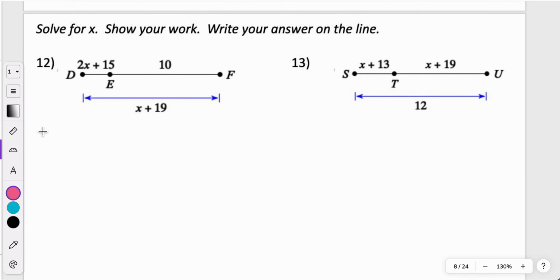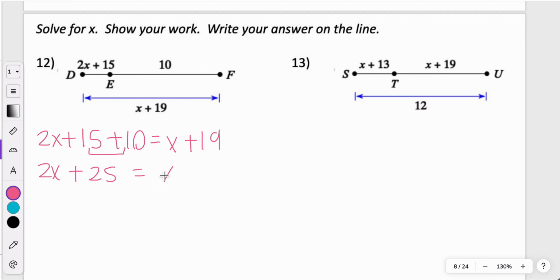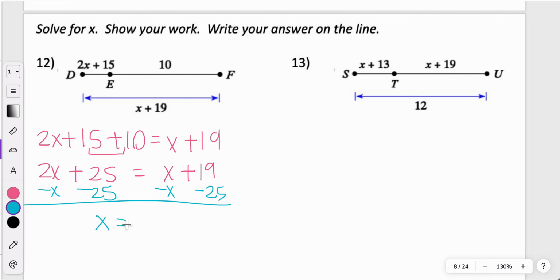So for number 12, I know that 2x plus 15 plus the 10 can give me the entire length of x plus 19. So I'm going to combine some terms here to get 2x plus 25 is equal to x plus 19. And then I'm going to do some double elimination. So subtracting my x's from both sides, subtracting 25 from both sides, and I'm going to get x is equal to -6.